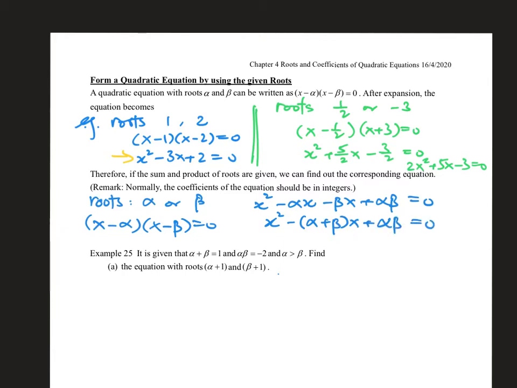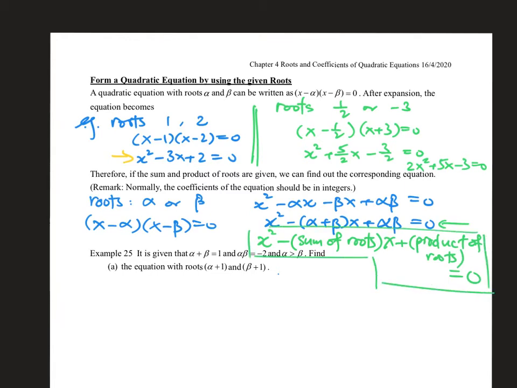equals 0. But sometimes our roots may be different, not necessarily alpha and beta, like in example 25, alpha plus 1 and beta plus 1. Would there be any other way to present the equation marked in the green arrow? It can be rewritten with alpha plus beta, which is the sum. So you can say it is the sum of roots in front of the x, while you have the product of roots as the constant term. And this is how you can form a quadratic equation according to the roots. It's pretty hard to understand, right?